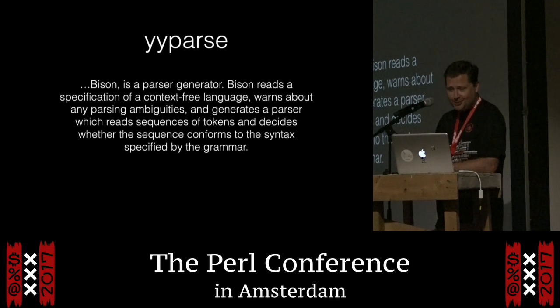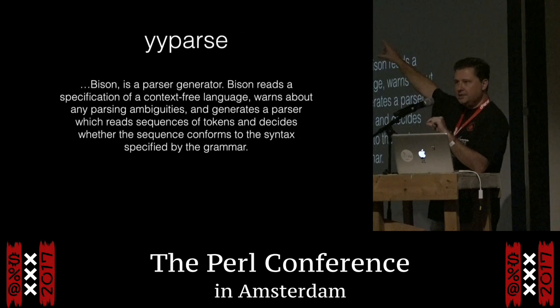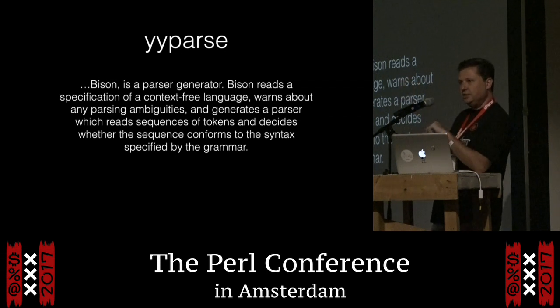Bison is a parser generator. Bison reads a specification of a context-free language, warns about any parsing ambiguities, and generates a parser which reads a sequence of tokens and decides whether the sequence conforms to the syntax specified by the grammar. So basically what it does is it breaks your program into bits, and then in the compiler, each bit corresponds to, okay, I need to go off and set up this entry in the stash because they're doing an our, and over here we're doing an assignment, so in this part I need to create a couple of ops in my op tree to set those items up. So the parser is actually what builds out all of that.